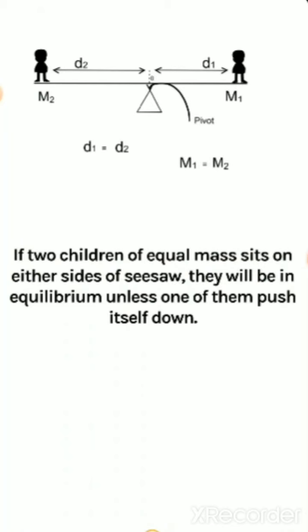Here you can see that the seesaw is in equilibrium when d1 is equal to d2 as well as m1 is equal to m2. d1 and d2 stand for the distance of one boy from the fulcrum and the distance of the second boy from the fulcrum. Both are sitting at the same distance from the fulcrum and both have the same mass, that is m1 is equal to m2. In that case only it will be in equilibrium. In the horizontal position, the moments acting on either side of the seesaw are balanced.